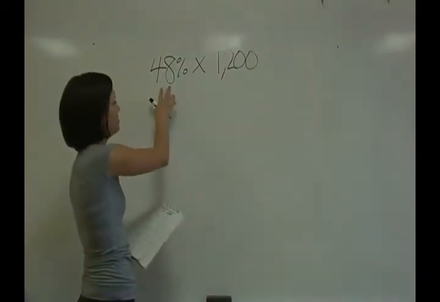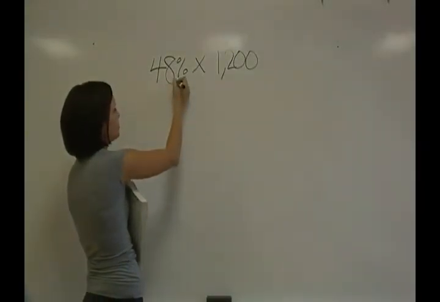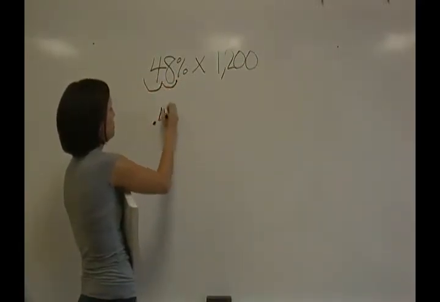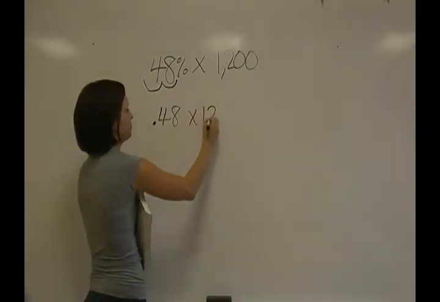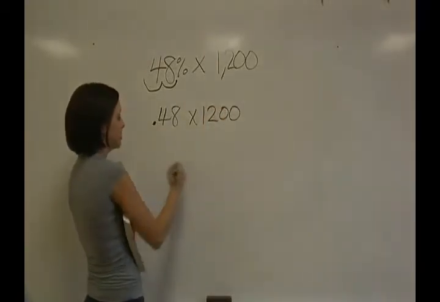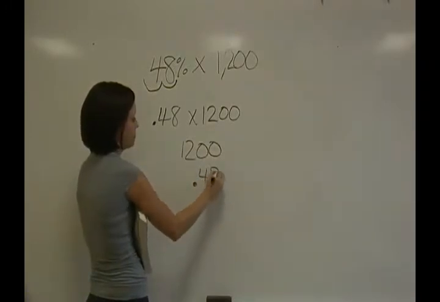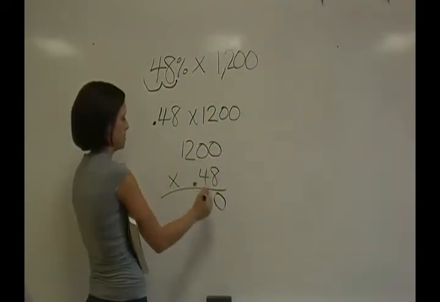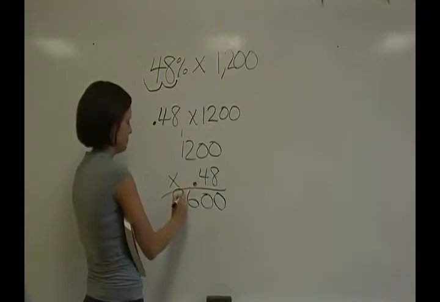Okay? 48 is, we're going to have to write as a decimal. If we divide by 100, we move our decimal over 2 spots, 1, 2, leaving us with the number 0.48. Then we're going to multiply that by 1,200 to get our answer. So we have 1,200 multiplied by 0.48, and let's work it out. 8 times 0 is 0. 8 times 0 is 0. 8 times 2 is 16. Carry your 1. 8 times 1 is 8, plus 1 is 9.